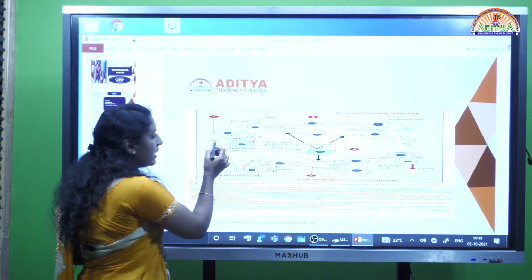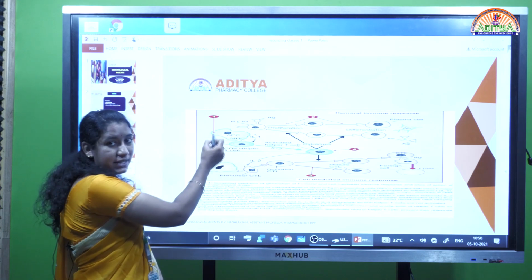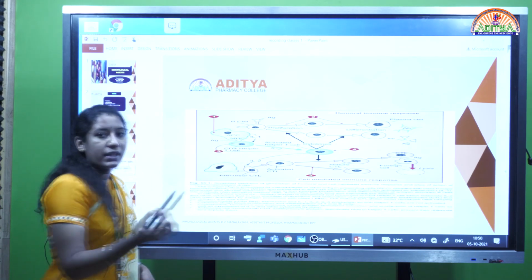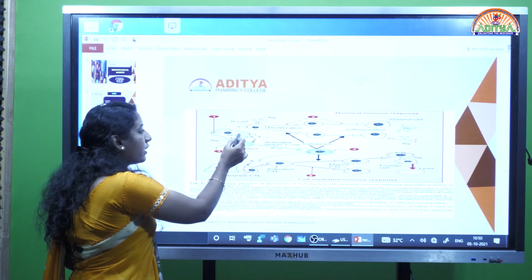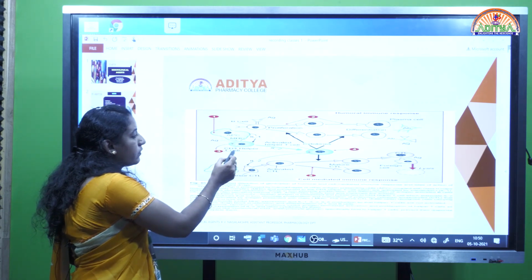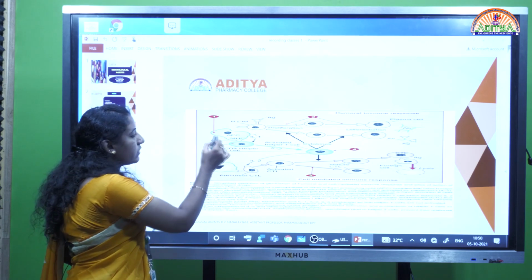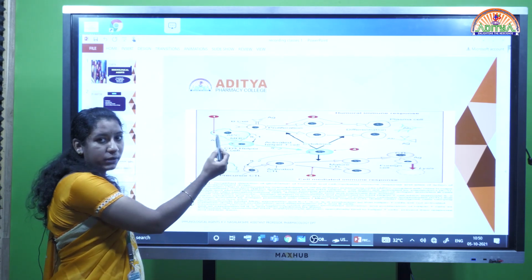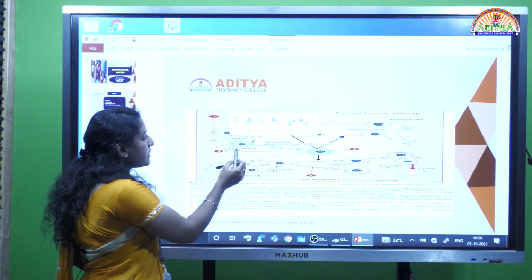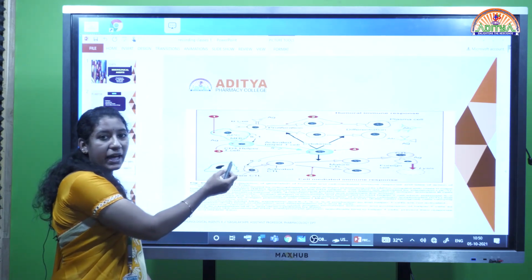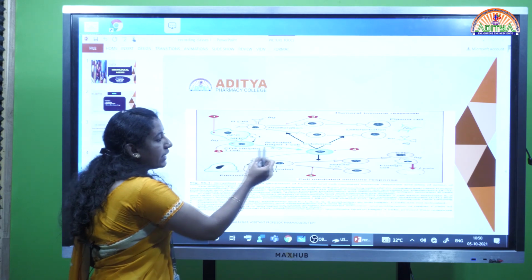Coming to the humoral immune responses, whenever an antigen enters into our body, it is processed by the antigen presenting cell or a macrophage. Then the antigen is presented to the CD4 helper T cells. These CD4 helper T cells are activated in the presence of IL-1, that is interleukin 1, and they then activate the cytokines.